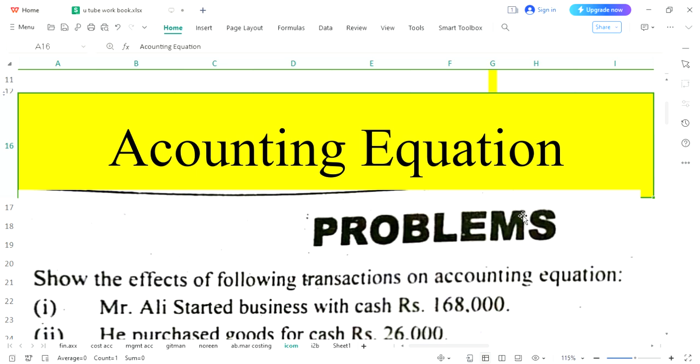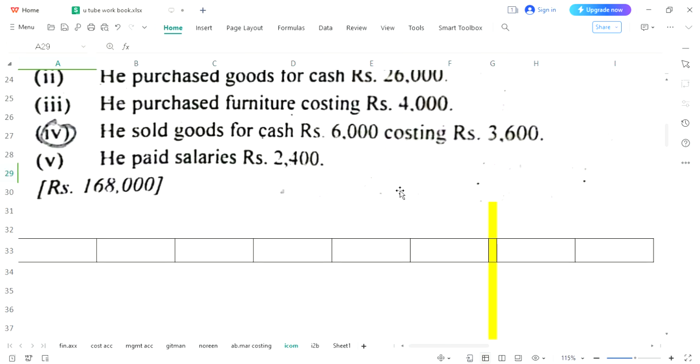Today's target is to solve question number one. This is your question number one. The chapter which we are related with is accounting equation. Since this is your first question, we are going to discuss our proforma as well.